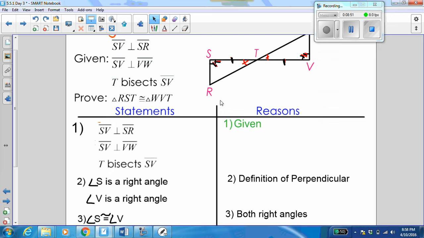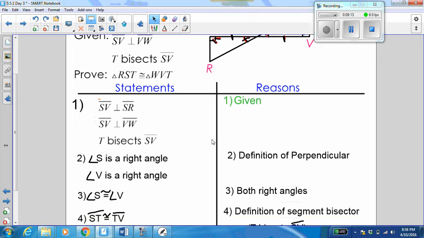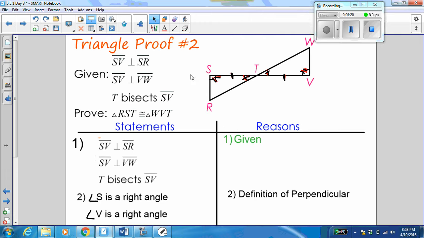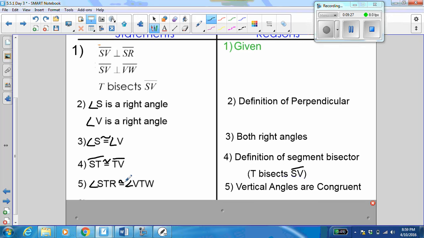Well, luckily on Friday we learned vertical angles are congruent, or opposite angles. So if we take a look here, we have a set of opposite angles, angle STR and angle WTV. So we know that those two angles are going to be congruent because they're vertical angles. So let's make that our next step. Angle STR is congruent to angle VTW, because vertical angles are congruent.